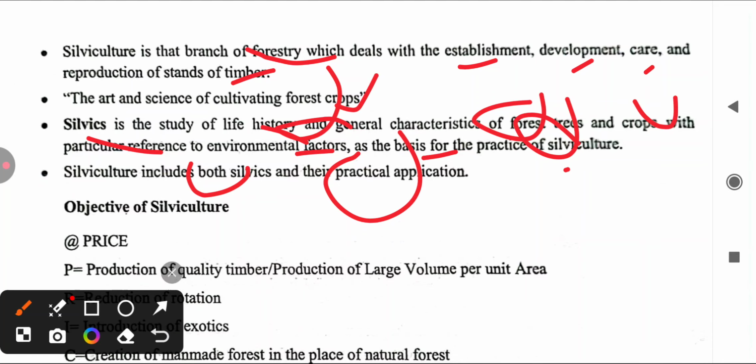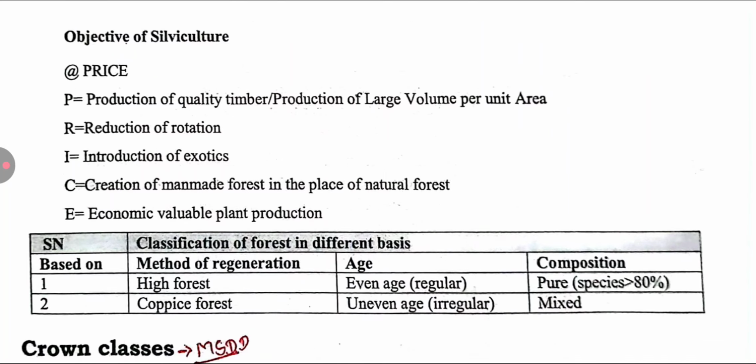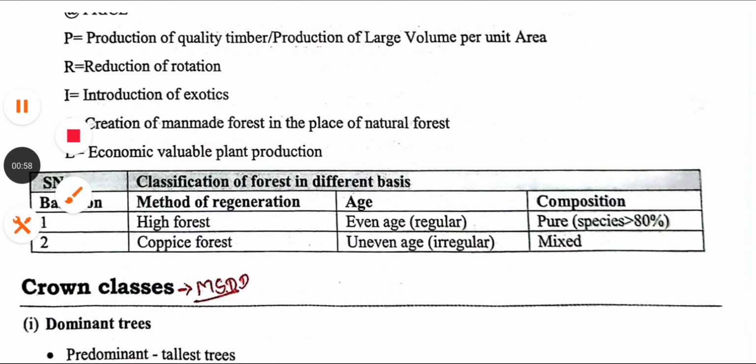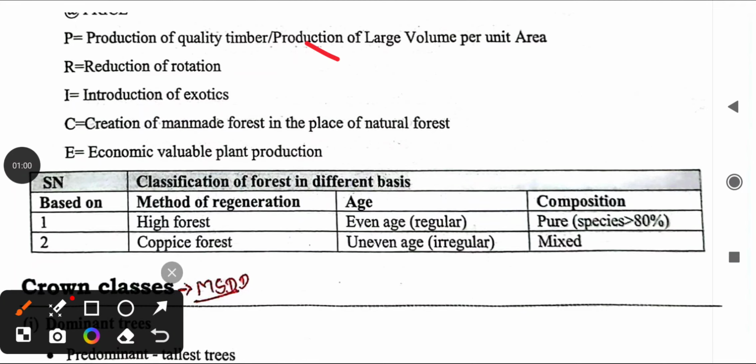Objectives of silviculture: production of quality timber, production of large volume per unit area, reduction of rotation, introduction of exotics, creation of man-made forest in place of natural forest, economically valuable plant production. And classification of forest on different bases.